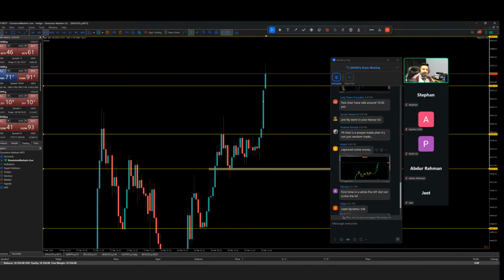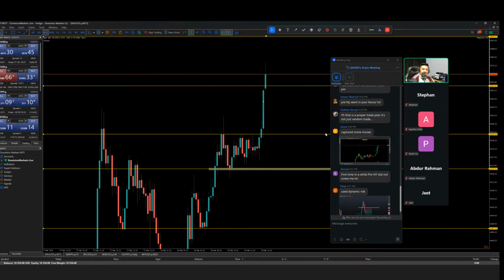Okay, so yeah, that is a proper trade plan. It's not just a random trade. Exactly, it's a proper plan we are having, like waiting for the candle to break above its own high. You will see that for 10 minutes continuously it did not break above the high. Then it shows volume there, breaks above the high, and I executed. Even though it's a late entry, I held on with that one, so I captured some move.